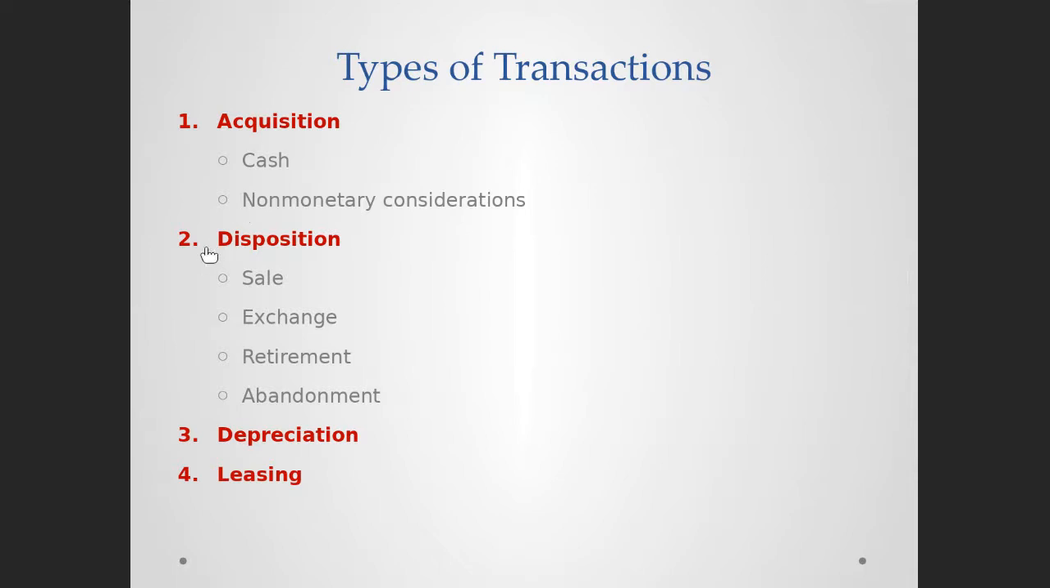The second thing is disposition. So getting rid of an asset. Obviously the client can sell it for cash, the client can exchange it, right? Giving up the old equipment, getting a new equipment. The client could retire the equipment, meaning the client can take it off of service.